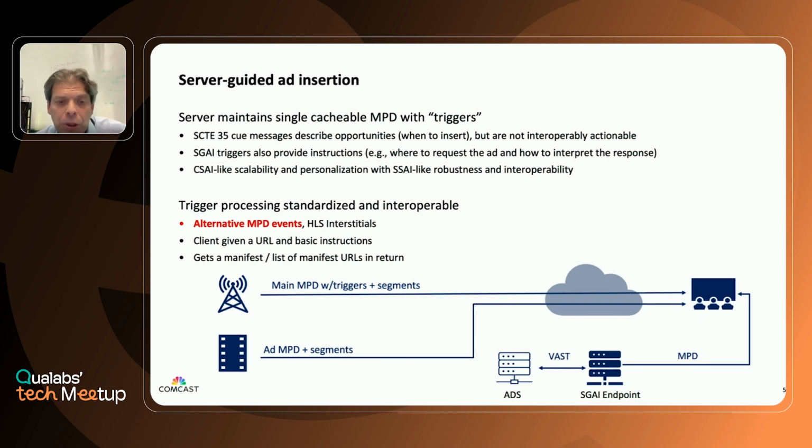So what we end up having roughly is you have a cacheable MPD. It has triggers. It has segments. The client processes triggers. It executes an event. It asks an SGI endpoint, what should I play? And it gets an MPD back. And the SGI endpoint does some sort of magic and talks to an ad decisioning system.